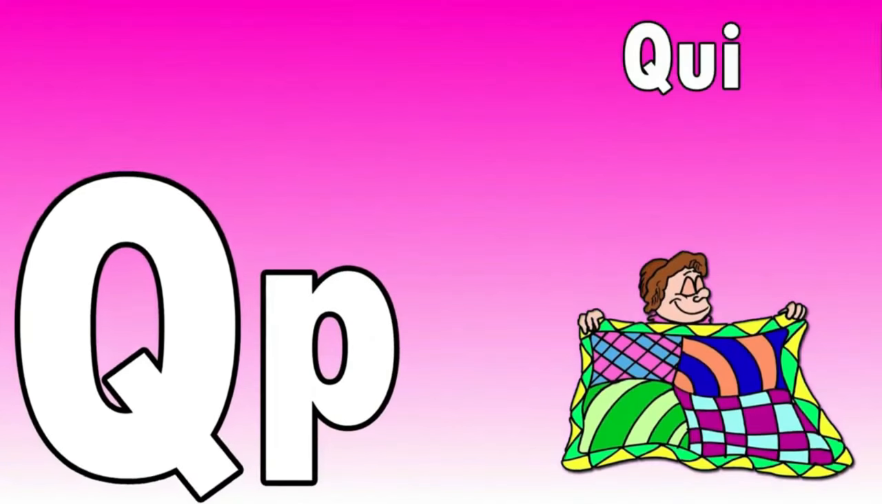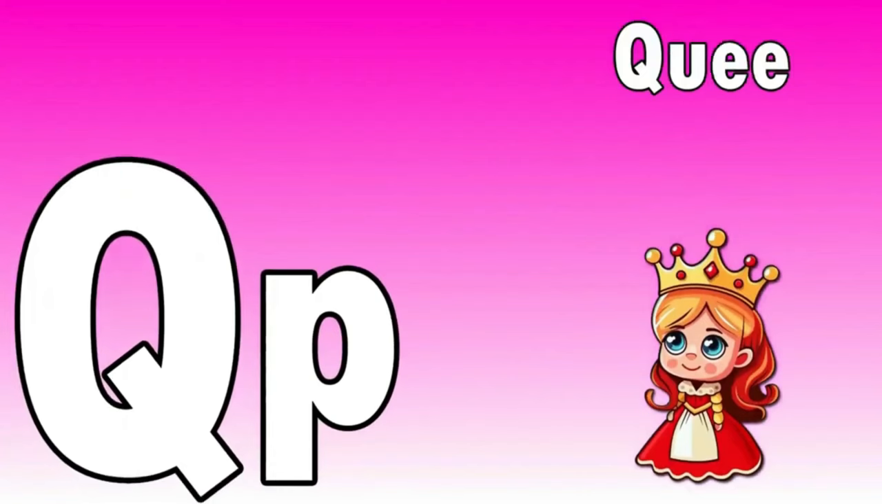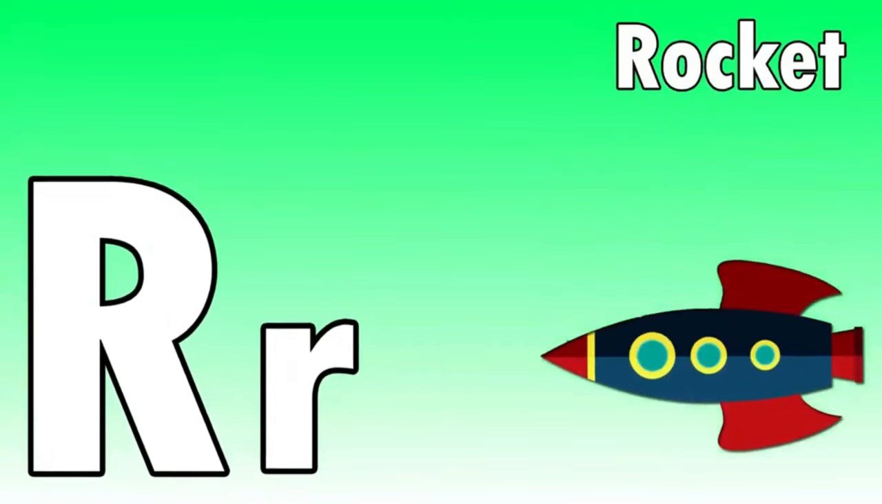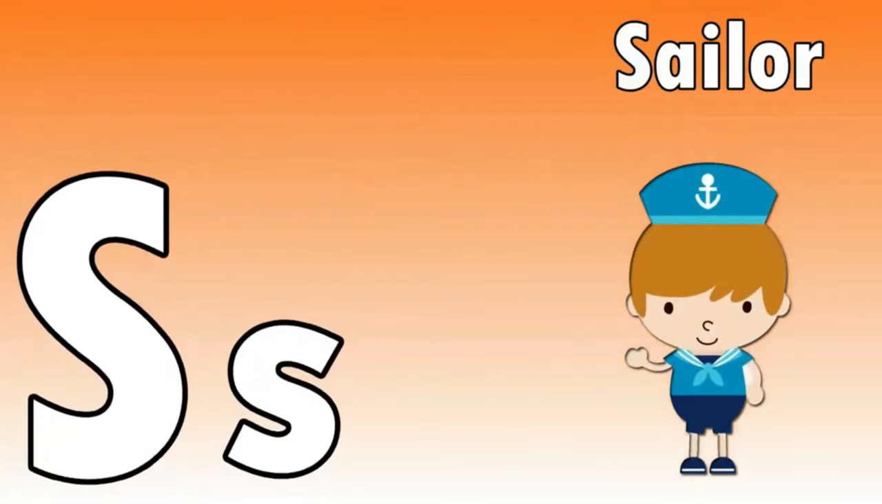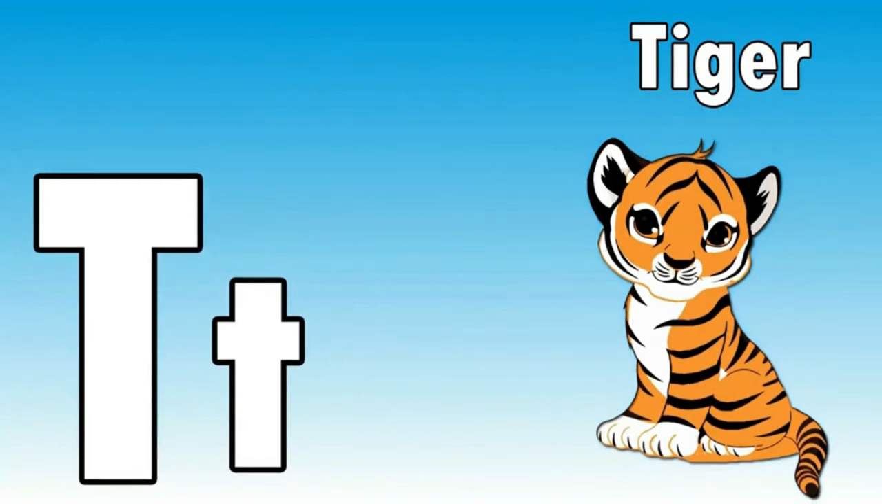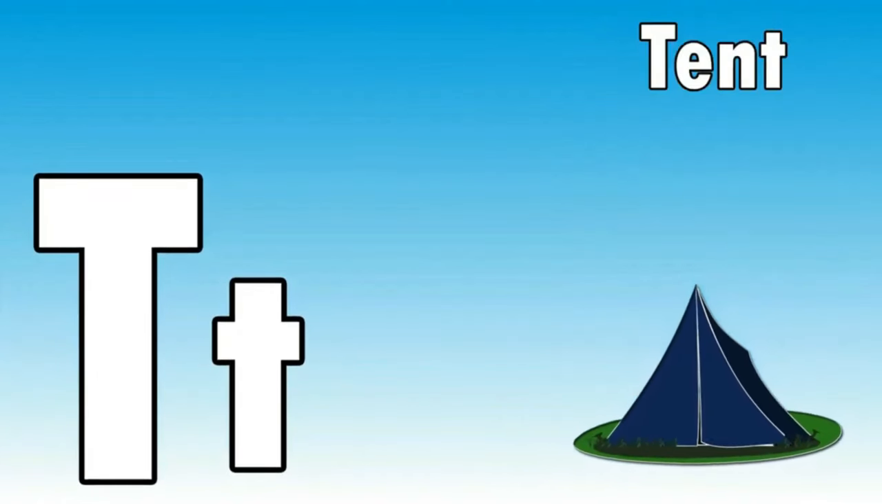Q, quill. K, k, quill. Rocket. R, r, rocket. R, raccoon. R, r, raccoon. S, sailor. S, s, sailor. S, sun. S, s, sun. T, tiger. Tiger. T, ten. T, t, ten.